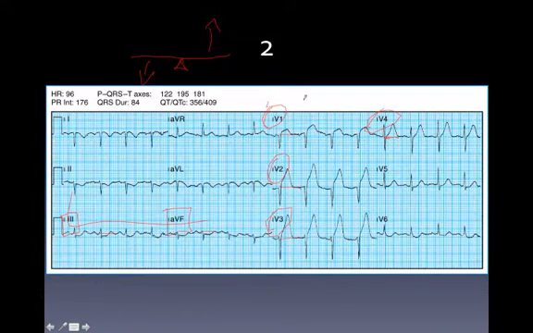So what do I have? An anterior septal MI.